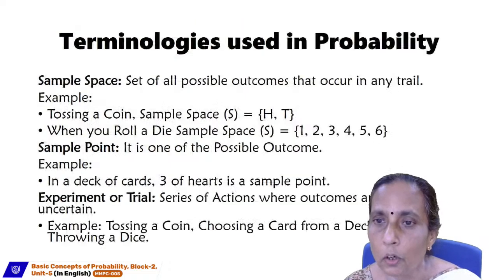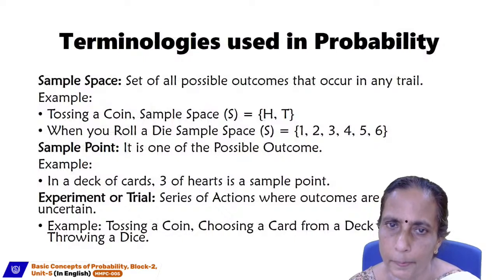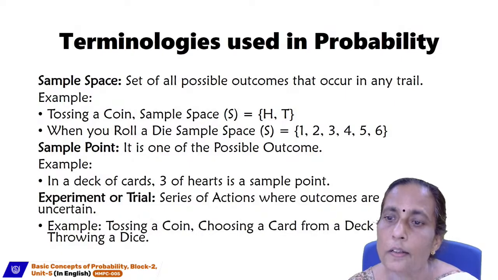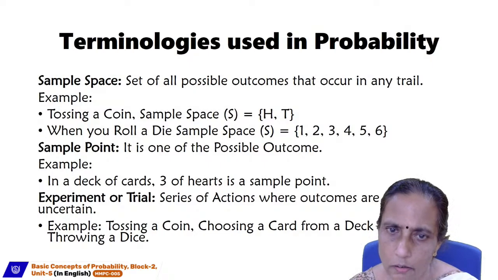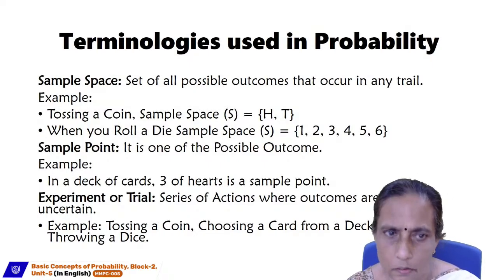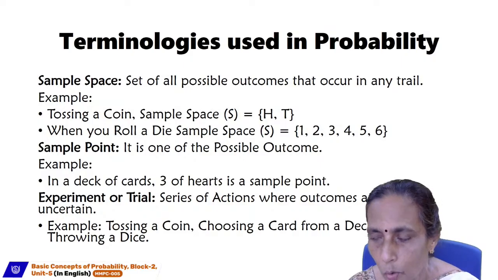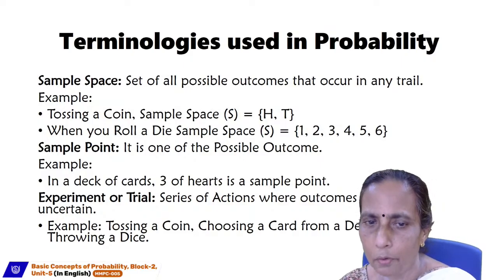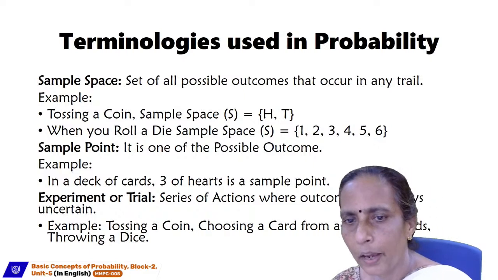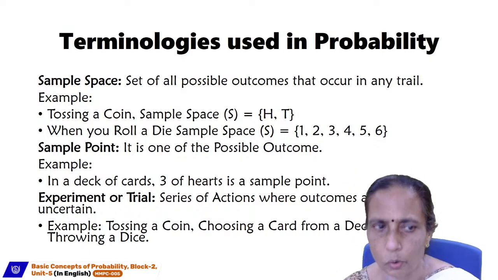So basically the terminologies that we use while measuring the probability, number one is sample space. Whenever we are making a certain experiment, the set of all possible outcomes that occur in it is the sample space. For example, if I am tossing a coin, then there will be only two outcomes, one is head and one is tail. So my sample space is H and T, only two.